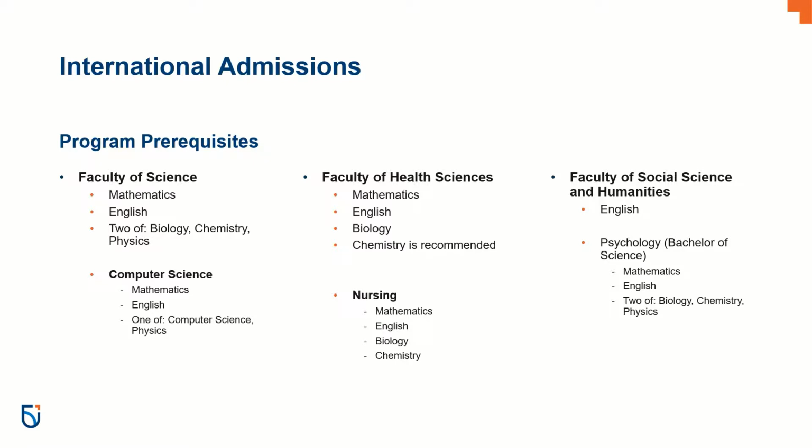And finally, for programs under the Faculty of Social Science and Humanities, the prerequisite is English. Unless you are applying to the Bachelor of Science in Psychology, that program requires mathematics, English, and 2 of biology, chemistry, or physics. The minimum grades required for each program can be found on the program pages on our website.